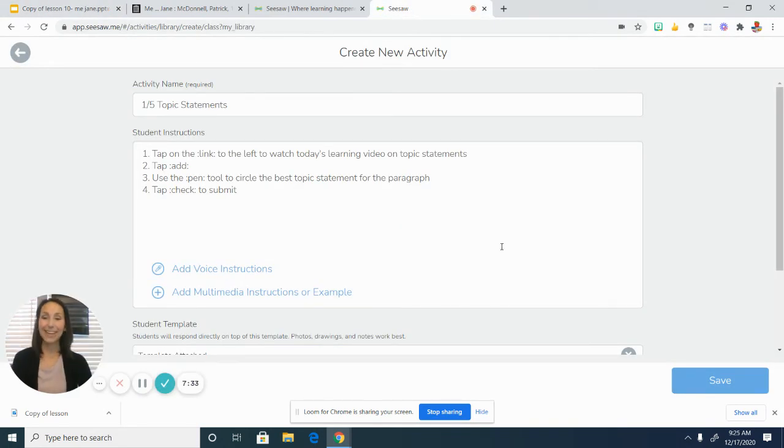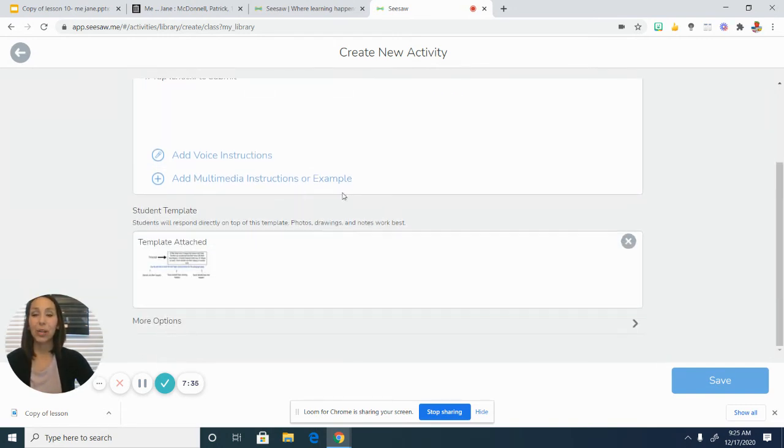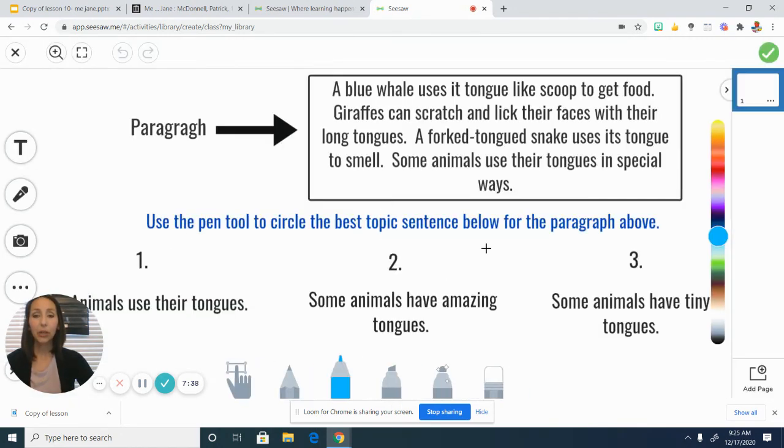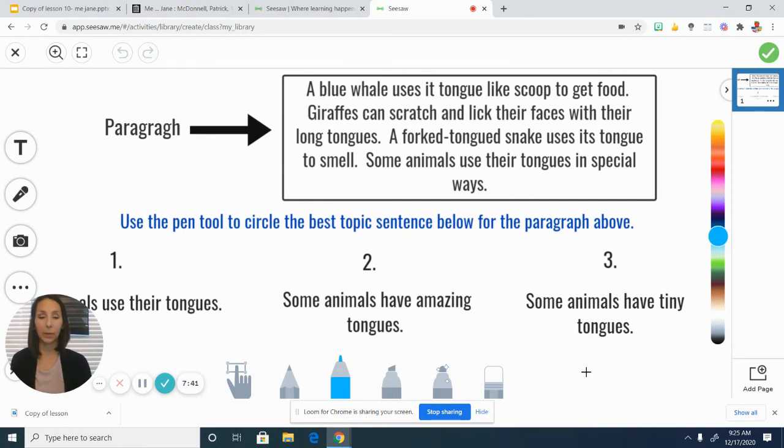All right. Hey, everybody. We're over on Seesaw. So when you tap Add, you will see this page. And I know there's a lot of writing here, but I'll explain it. So this is the paragraph right here in the box that we just read. A blue whale uses its tongue like a scoop to get food. Giraffes can scratch and lick their faces with their long tongues. A forked tongue snake uses its tongue to smell. Some animals use their tongues in special ways. And then down below here are the 3 possible topic statements that could be used for this paragraph.